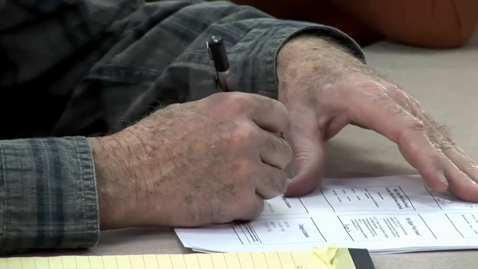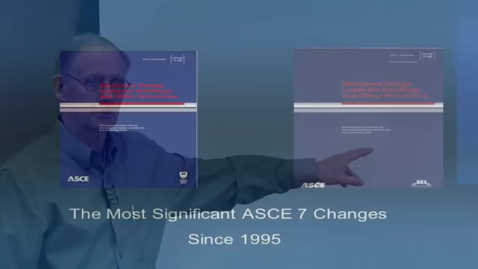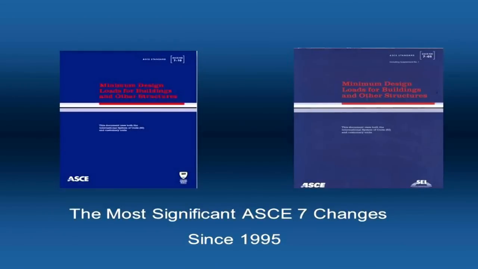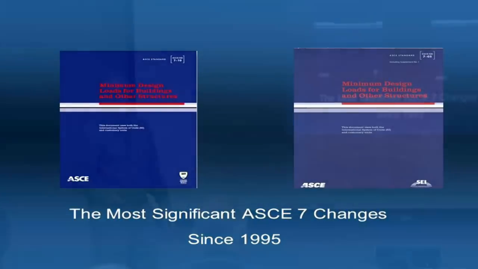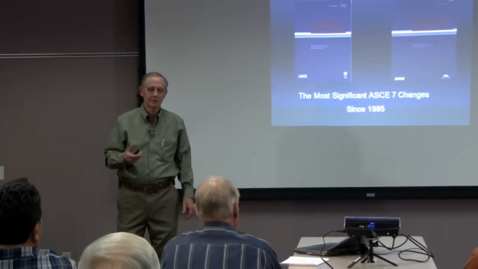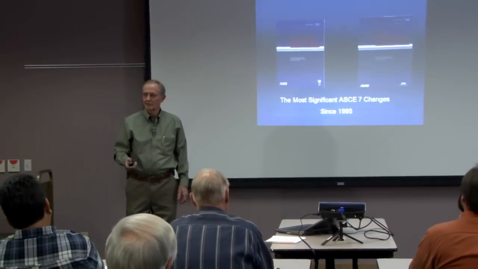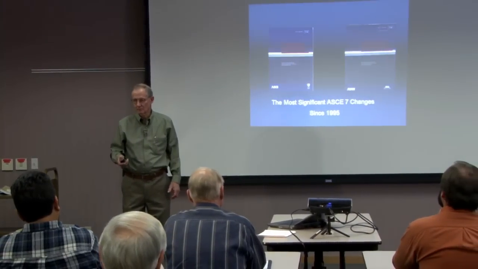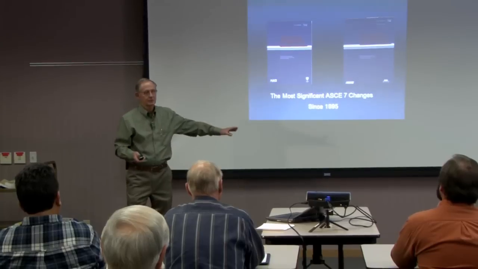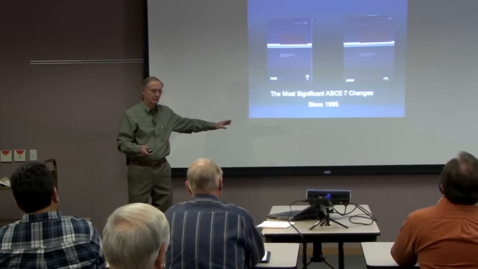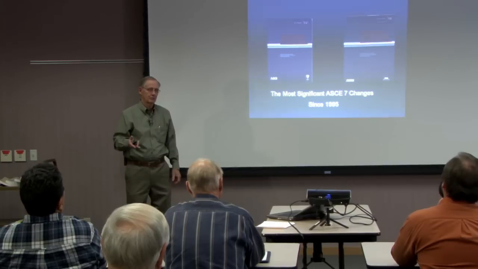So we want to look at the new version and compare it to the 05. They look a lot alike, but it's billed as the most significant change to ASCE 7 since 1995. 1995 was the time that we switched to 3-second gust speeds instead of fastest mile wind speeds. So this is a significant change, but it's a significant change in a lot of areas besides wind.